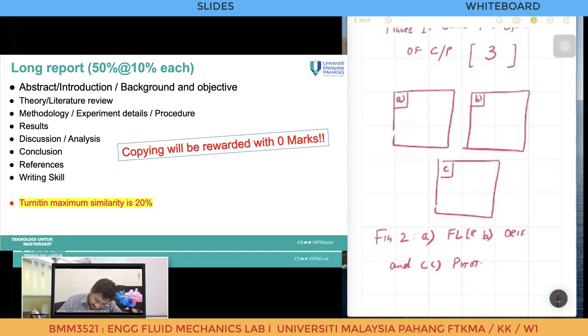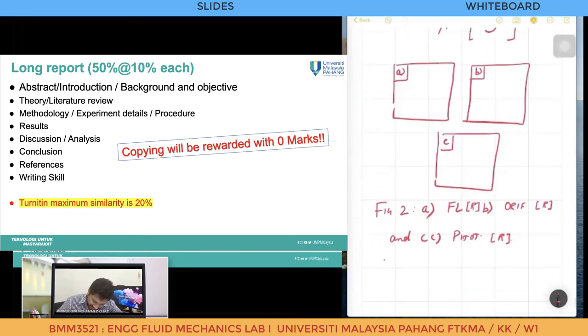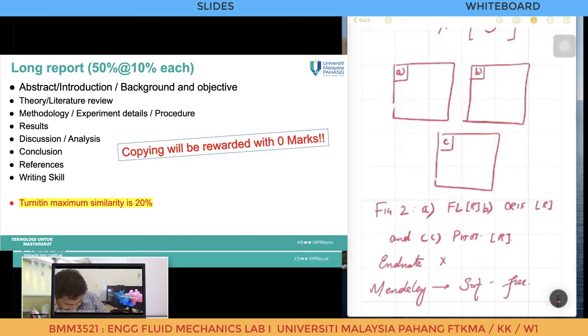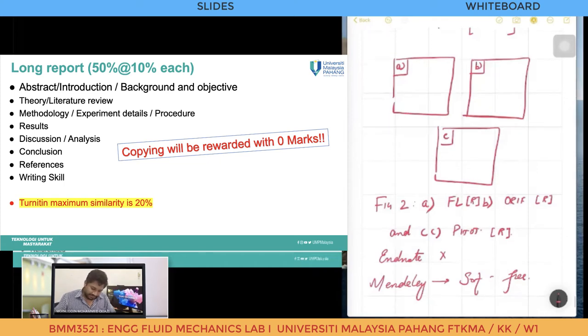Okay, so this is how you should label the figure and then give the references, the reference for this figure and the reference for this figure. For references, you can use two or three software tools, like EndNote. I think UMP maybe has it or maybe doesn't, but Mendeley is free. Mendeley software is free, so this software is free to use, okay?